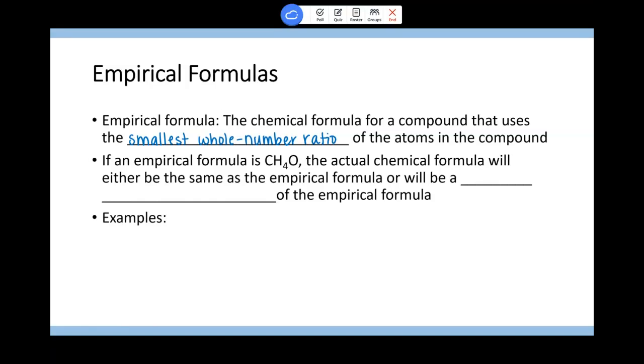So for example, if we have an empirical formula that's CH4O, that means for every 1 carbon atom, we have 4 hydrogens and 1 oxygen. If that's the empirical formula, the actual formula will either be the same as the empirical formula or some whole number multiple of the empirical formula. We need more data, which we will eventually get to, to determine if the empirical formula is the molecular formula or not.